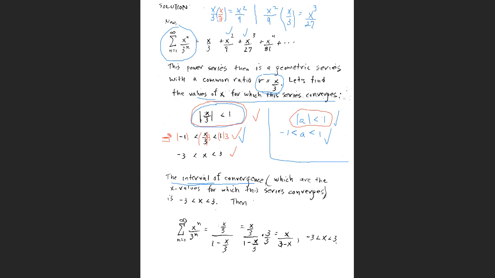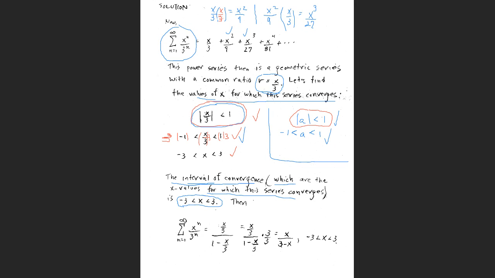Well, all right. So the interval of convergence, and that's defined as the x values for which the series converges, is x between -3 and 3. And so now we can get the sum.